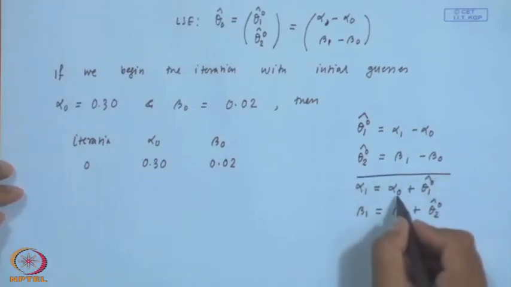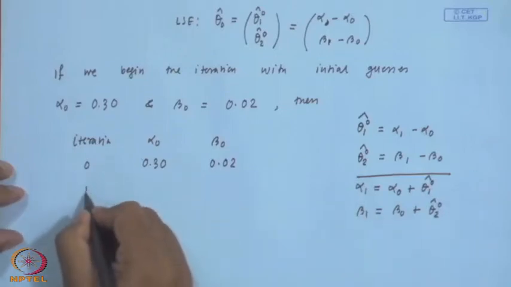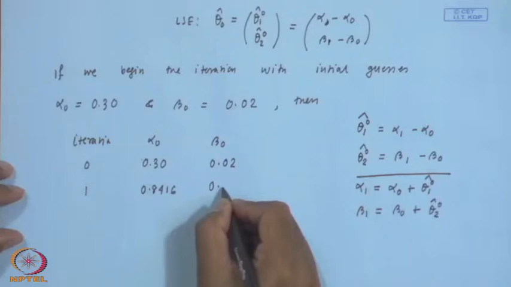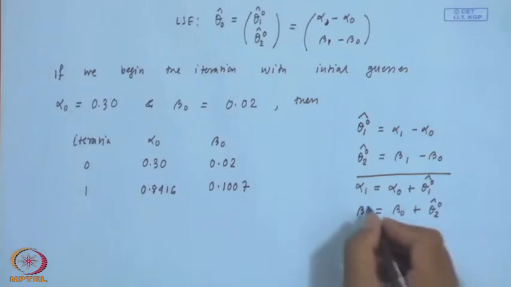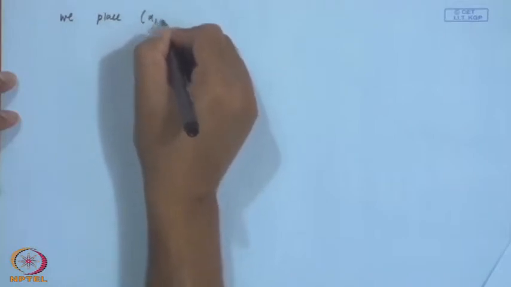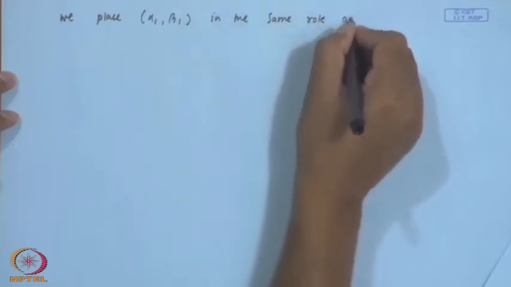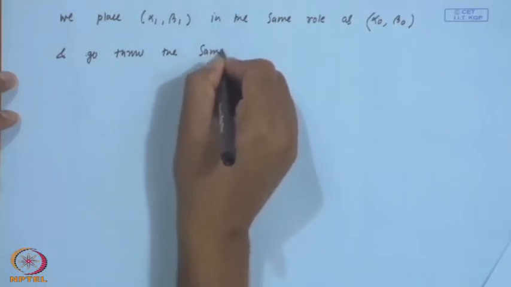Okay, so we started with alpha naught beta naught, and now the improved values alpha 1 and beta 1 in the first iteration are 0.8416 and 0.1007. And what we do is that again we place this alpha 1 and beta 1 in the same role as alpha naught beta naught, and we go through the same process.